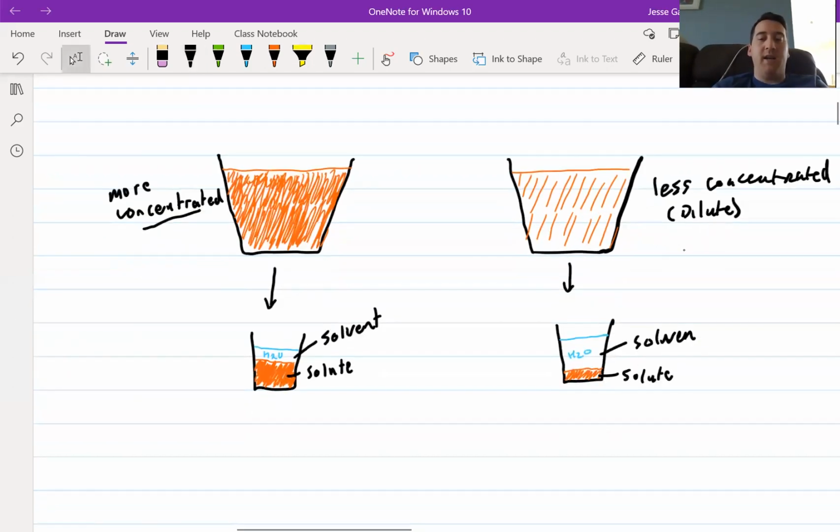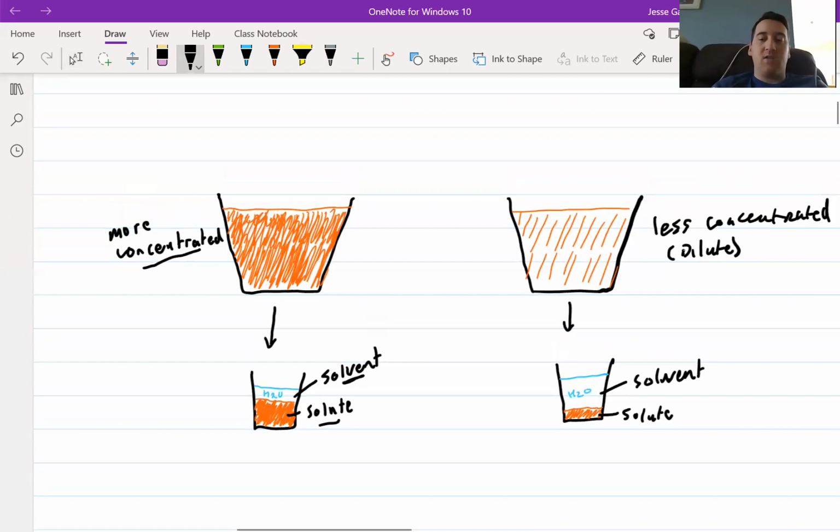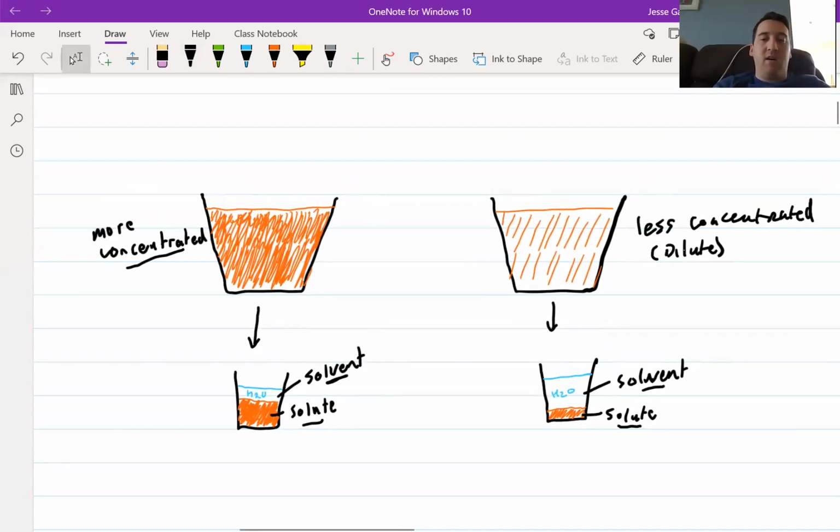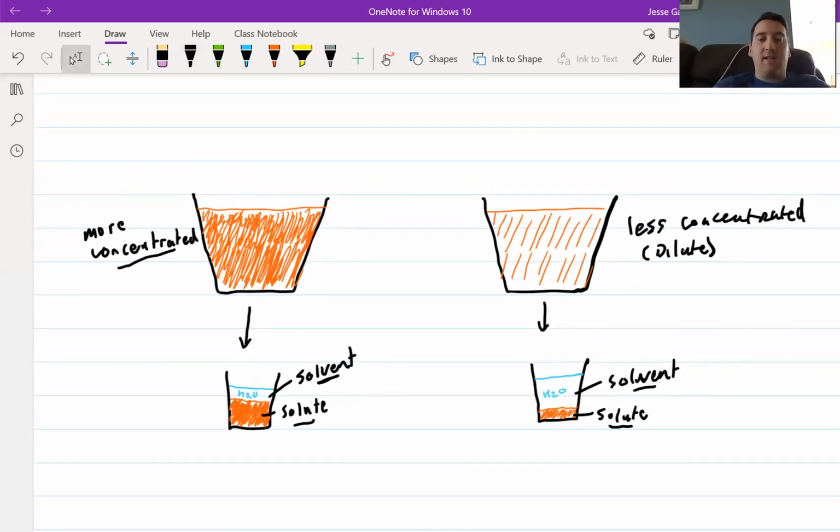The big idea here is that more concentrated solutions have more solute for the volume of solvent, whereas a less concentrated solution has less solute for that volume of solvent. So that is the idea of concentrated solutions and dilute solutions, or less concentrated solutions. I'm hoping that makes sense. We've used a concrete example to explain the idea of more concentrated and less concentrated.